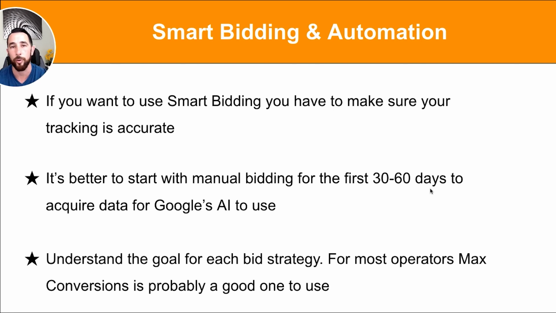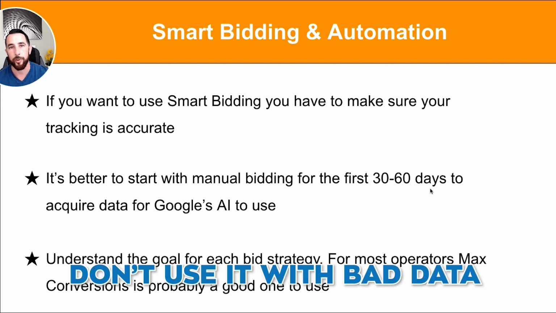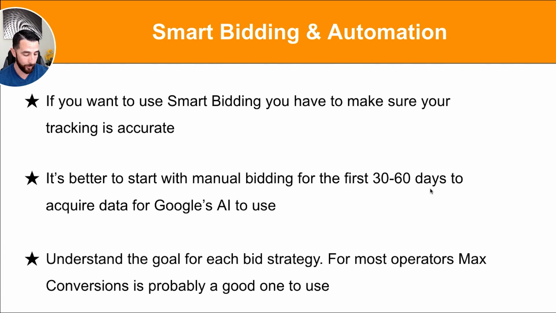And these things are also kind of fluid during season, out of season. So just be aware that if you're going to use smart bidding, don't use it right out of the gate and don't use it with bad data. You're going to really, really wish you didn't do that.